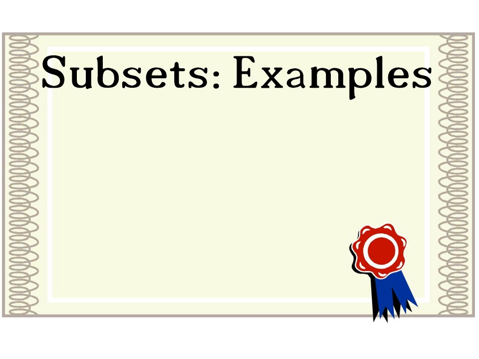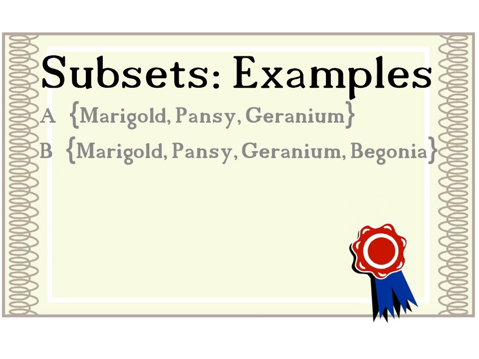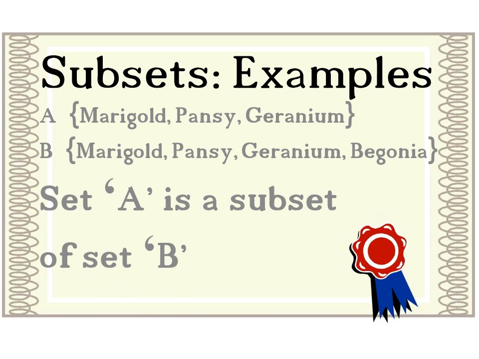Here is an example that has to do with subsets. Set A contains marigold, pansy, and geranium. Set B contains marigold, pansy, geranium, and magnolia. Set A is a subset of set B because everything in set A is contained inside of set B.